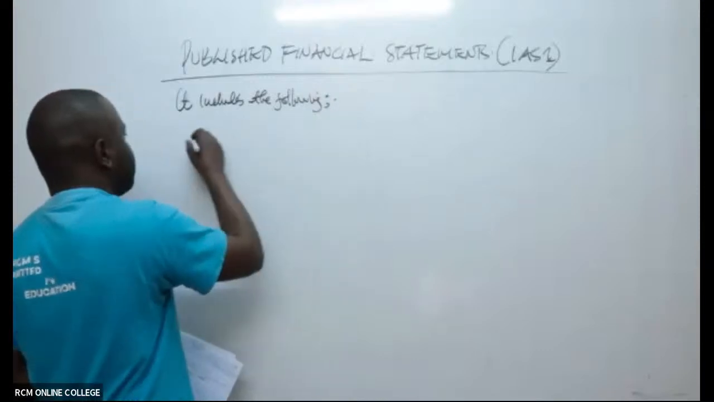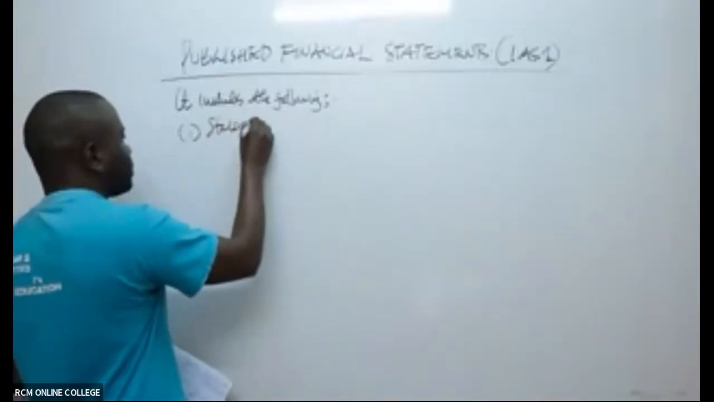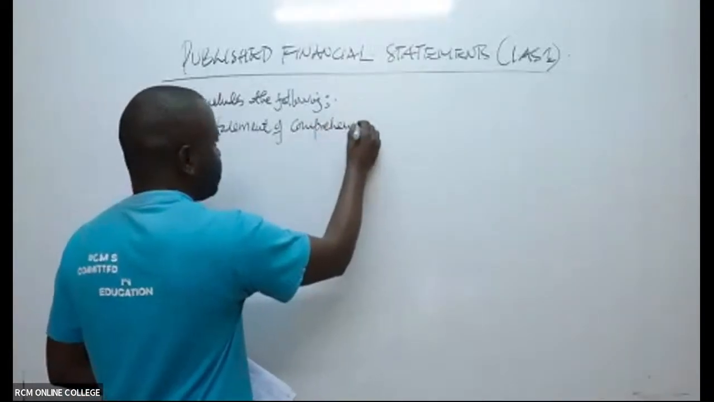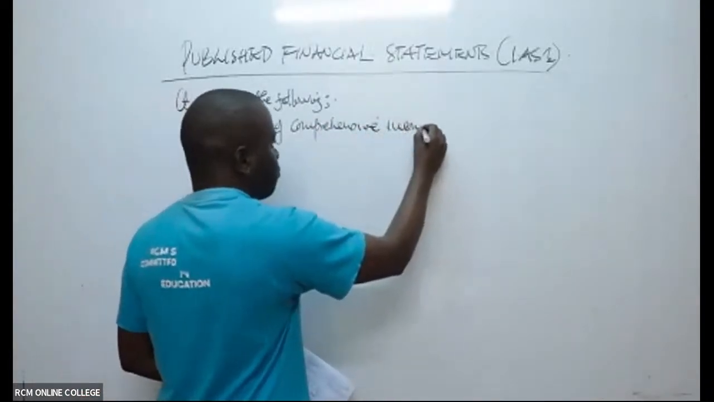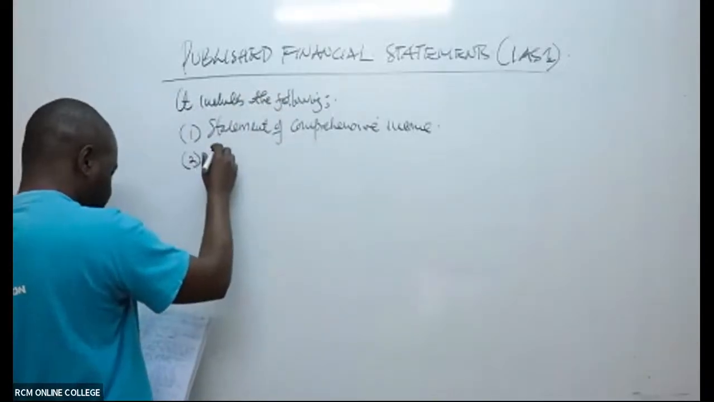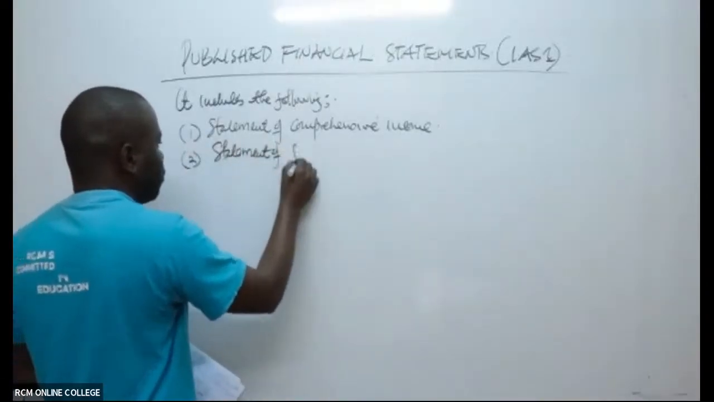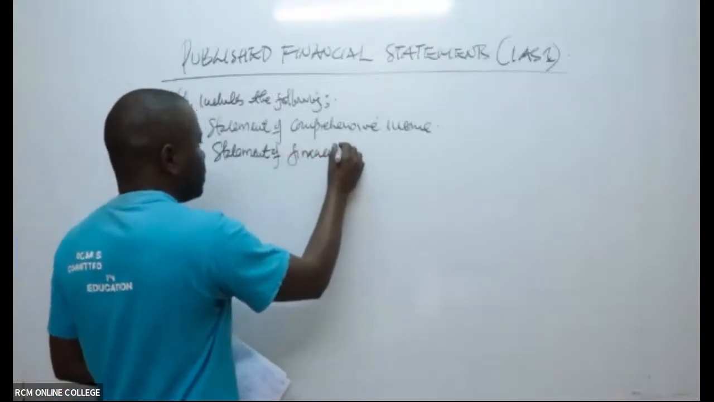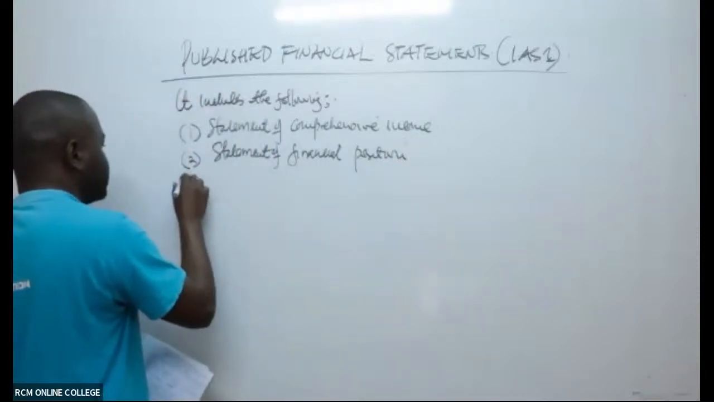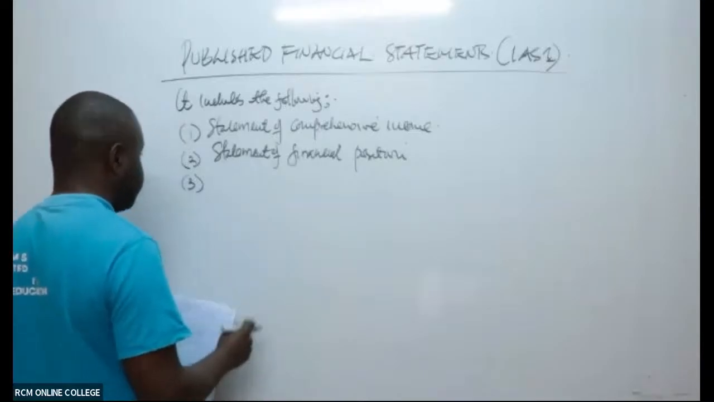So number one, we have the statement of comprehensive income. Number two, we have the statement of financial position. Number three, the statement of changes in equity.